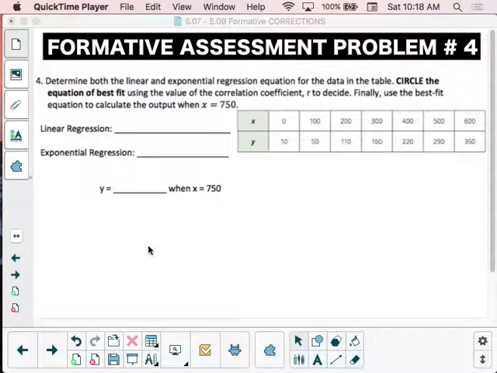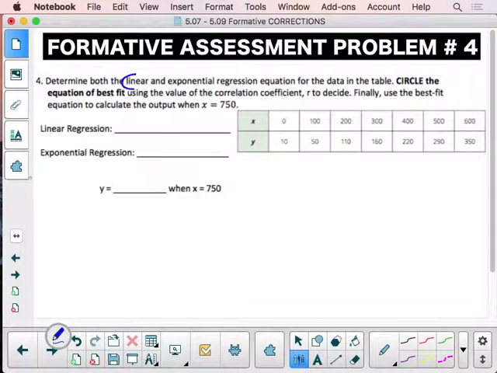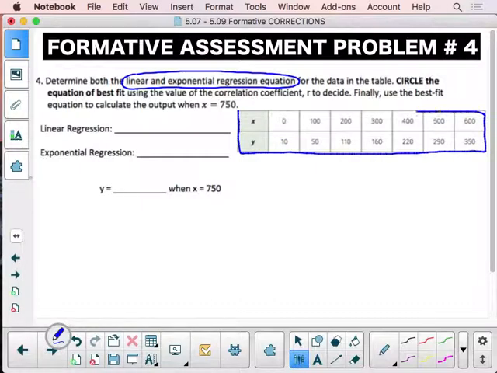Let's go over formative assessment, problem number 4 for correcting that problem. Number 4 states, determine both the linear and exponential regression equations. So we are going to have to do some regressions here, given this table. So we will have to use Desmos. You cannot do this problem without using Desmos. You're going to have to go into Desmos and type that data in.